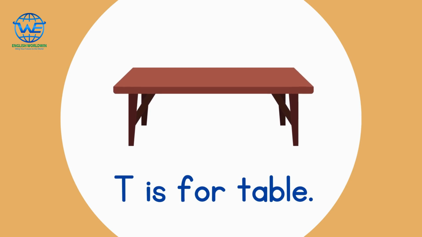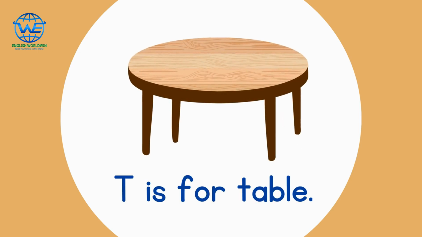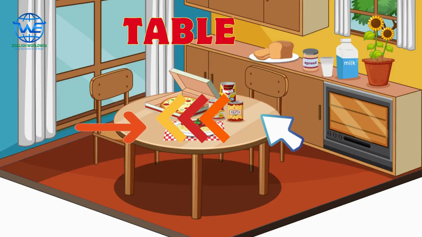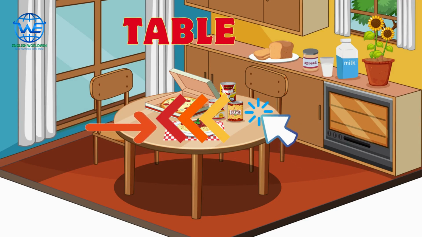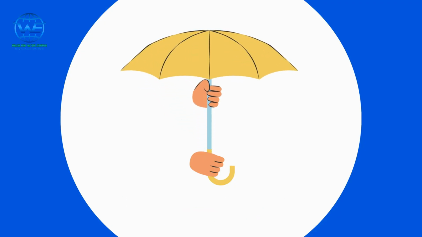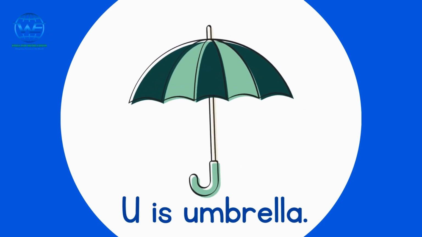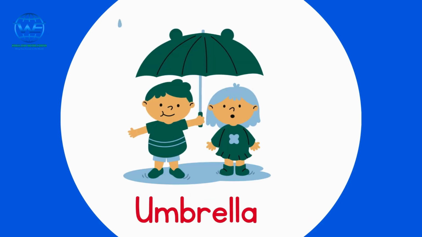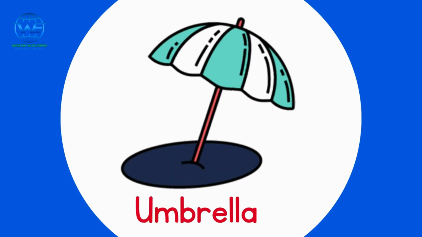T is for table. Table, table, table. U is for umbrella. Umbrella, umbrella, umbrella.